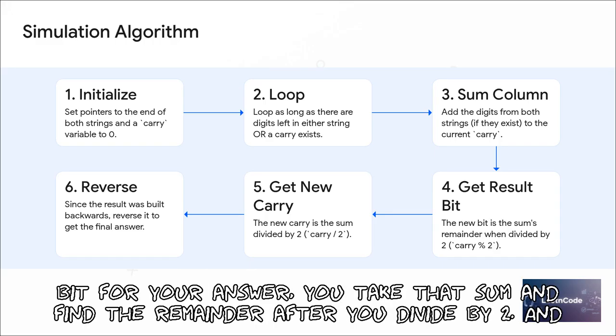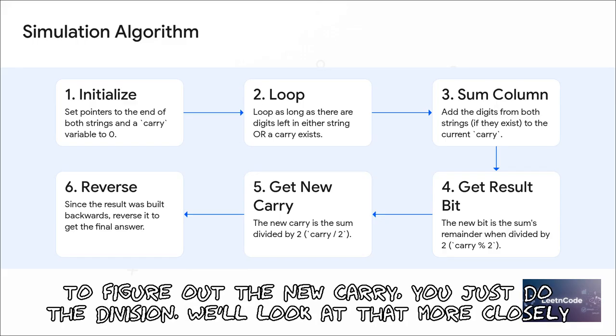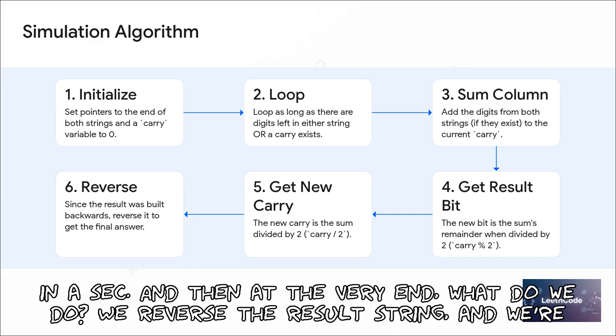Now, to get the bit for your answer, you take that sum and find the remainder after you divide by 2. And to figure out the new carry, you just do the division. We'll look at that more closely in a sec. And then at the very end, what do we do? We reverse the result string, and we're done.